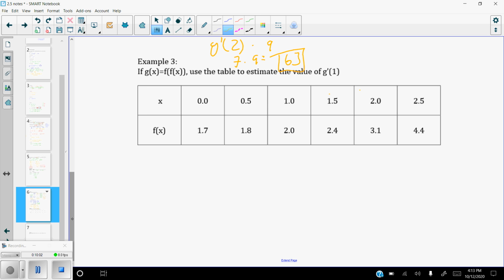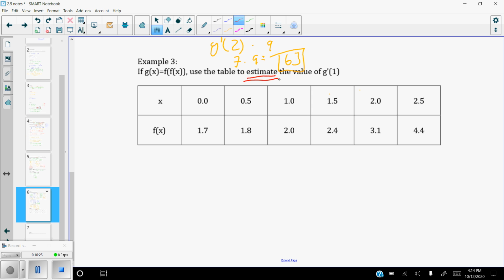This time, g of x is, again, defined to be f of x. We want to use the table to estimate the value of g prime of 1. There's a very big key term in that sentence that we just read. It says estimate, meaning we will not be able to find the exact value of g prime of 1. We are going to do an estimate.